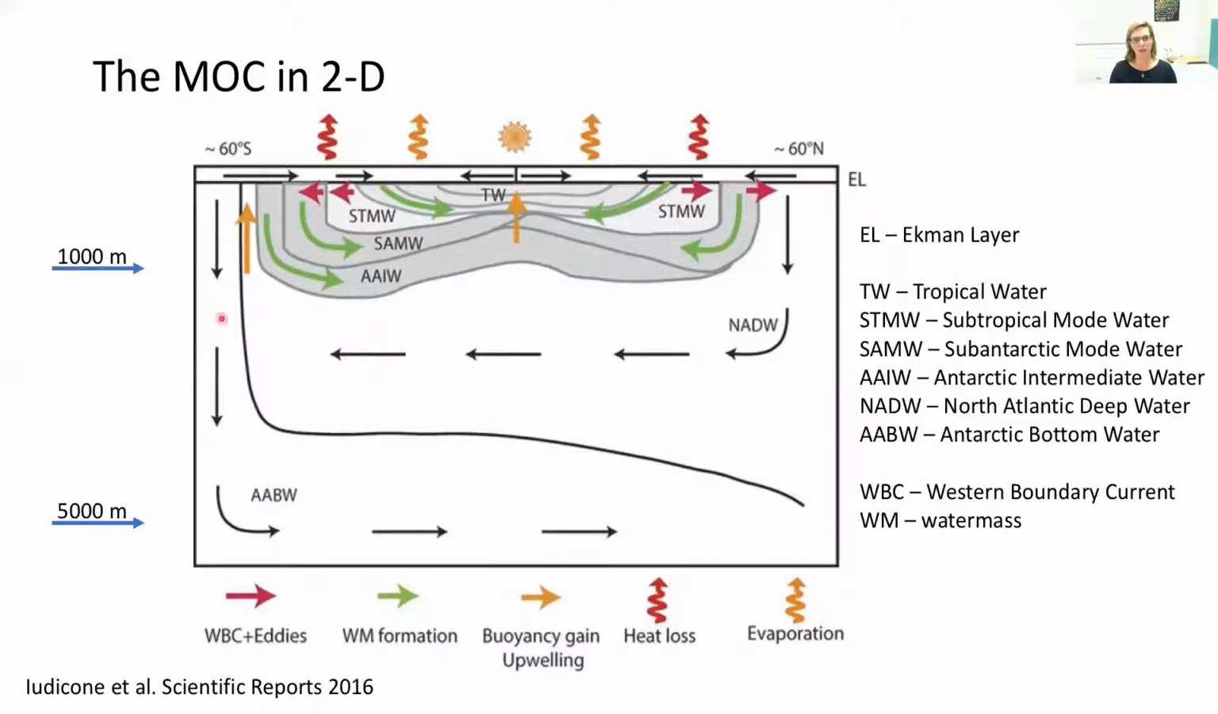And so Antarctic bottom water is very clear, moving northward to fill the deepest parts of the ocean. North Atlantic deep water is not as dense and sits above it. And then we have the Antarctic intermediate water, subantarctic mode water pathways. And also in the subtropics, there's another type of water formation that leads to subtropical mode waters.